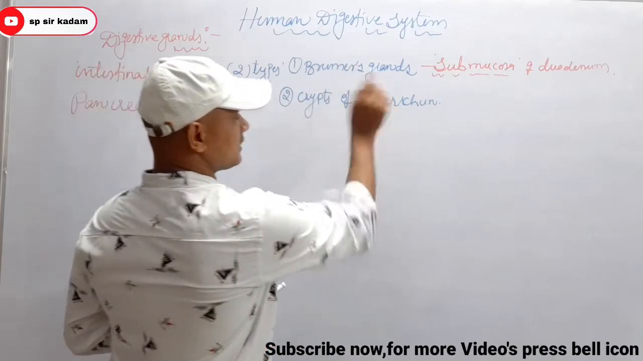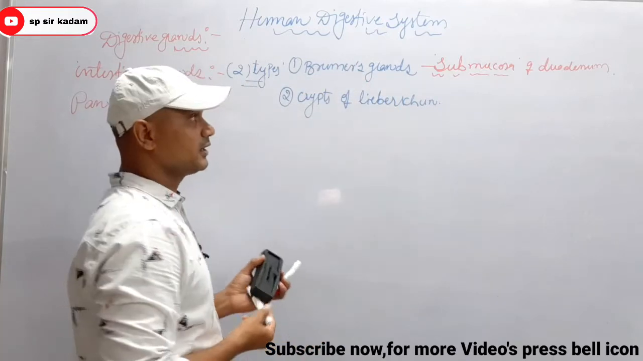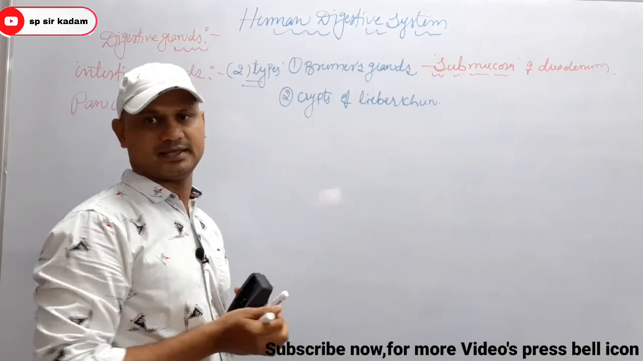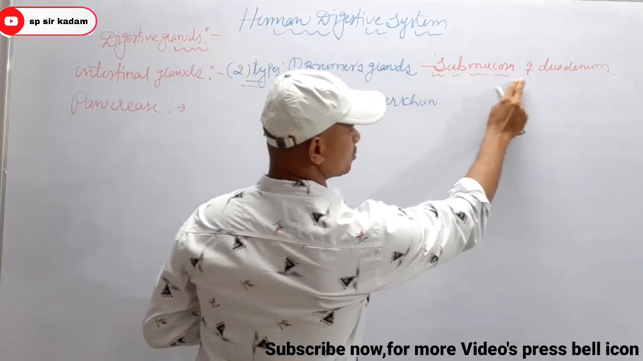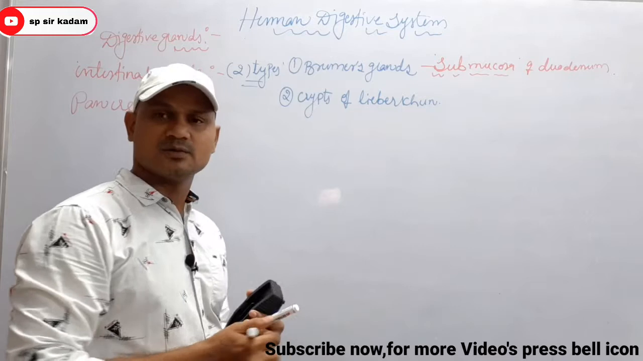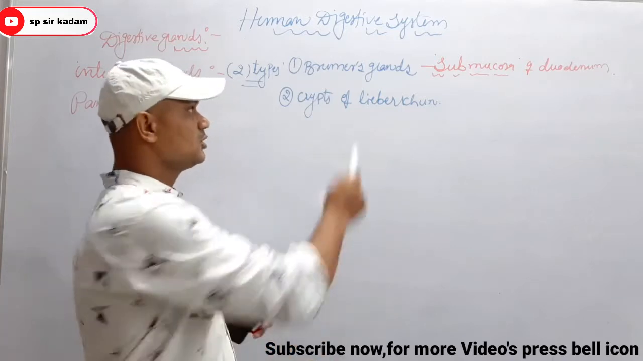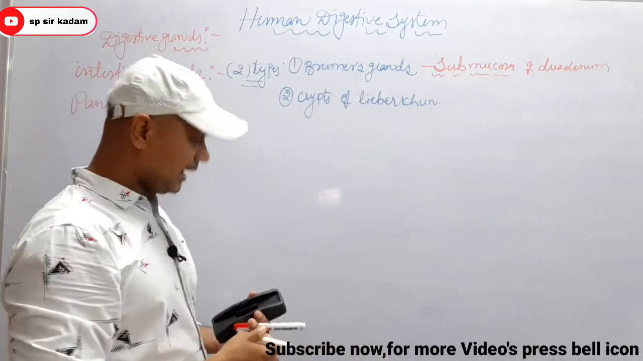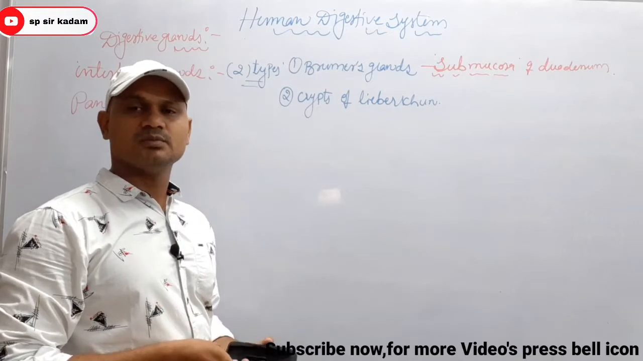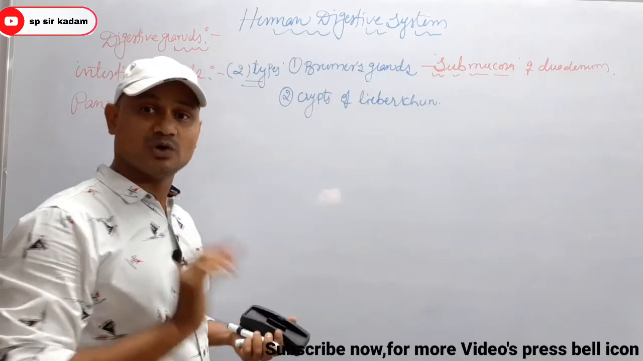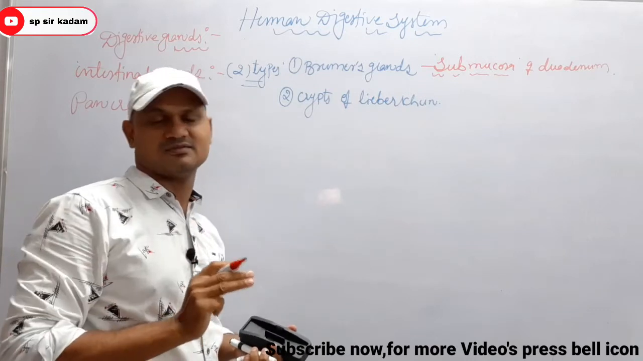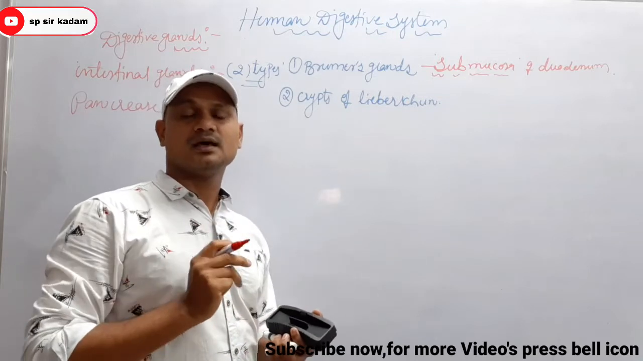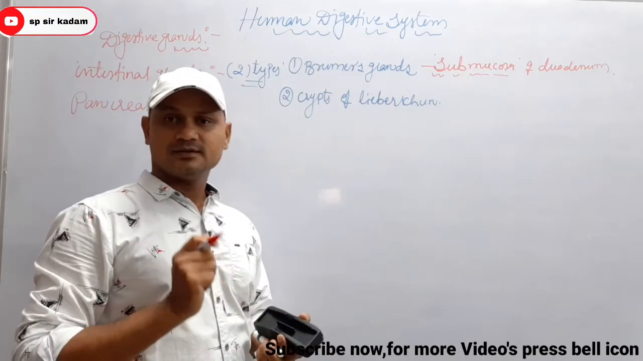Clear? So Brunner's glands are located where? That is the third layer of the wall of the alimentary canal, the submucosa of duodenum. Duodenum is the part of the small intestine. It means the Brunner's glands are present in the submucosa of the duodenum. And crypts of Lieberkühn are present in the mucosa of small intestine. Mucosa is the last layer of the wall of the alimentary canal. There are four layers, okay? Serosa, muscularis externa, submucosa and mucosa.